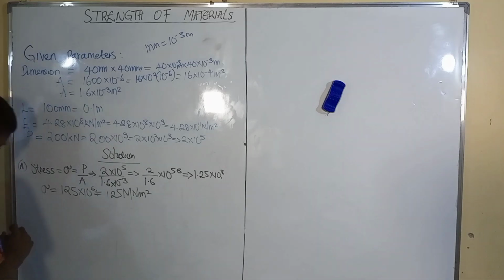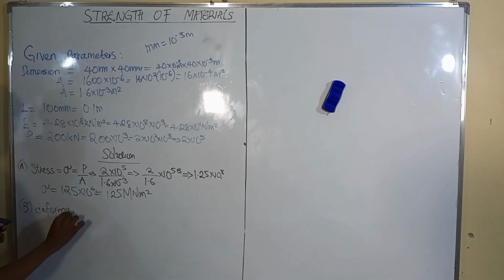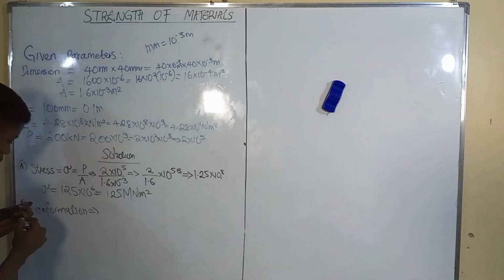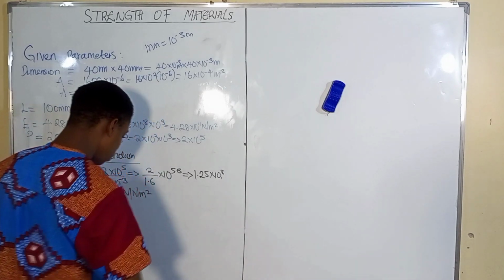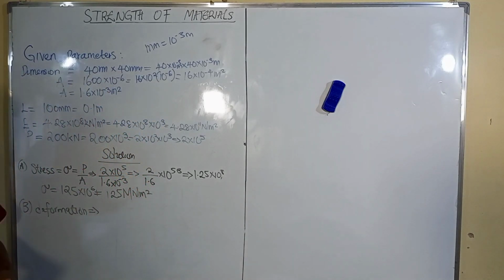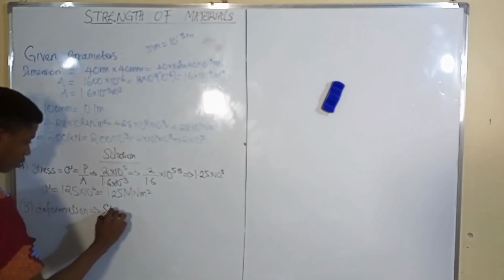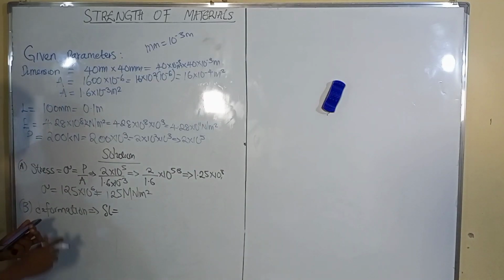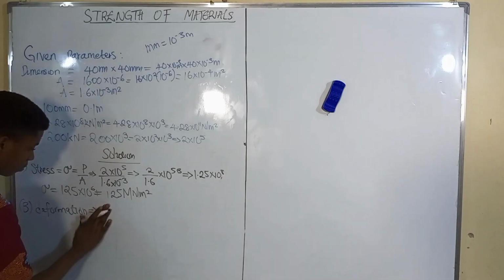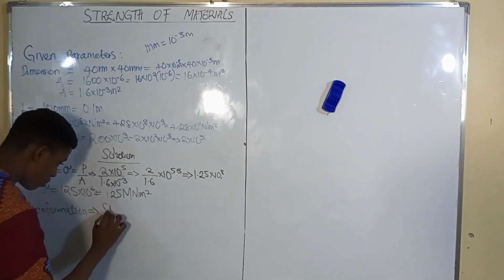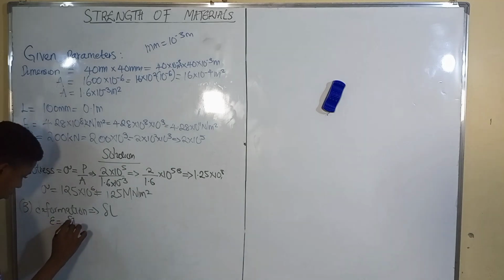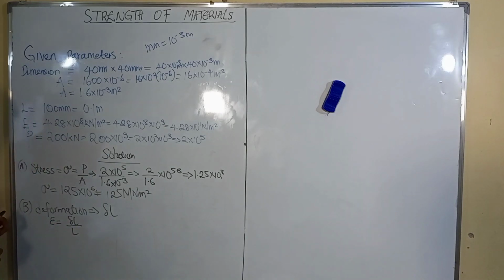The next thing they say we should calculate is the deformation in length. Earlier we said that deformation is the same thing as extension. It's also the same thing as elongation. In terms of strain, strain is given by this symbol. We say that strain is deformation over original length. We have the length of this, which is 0.1 meters.